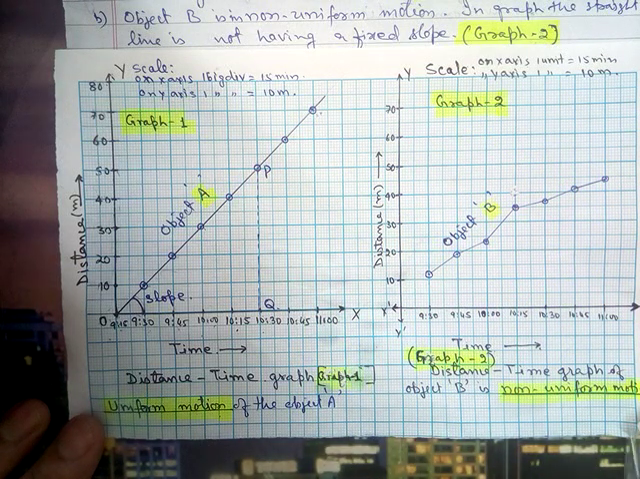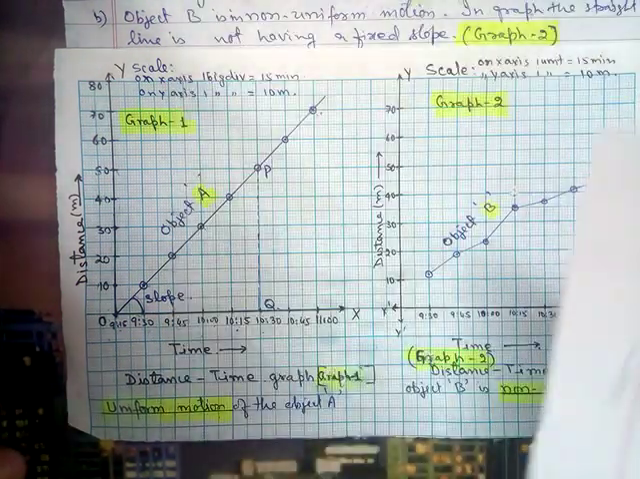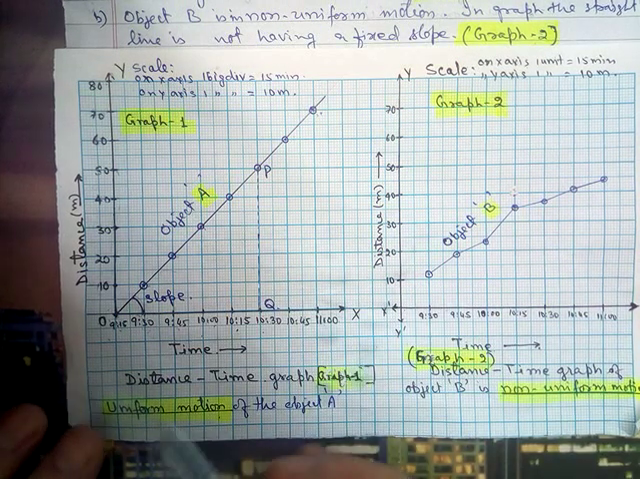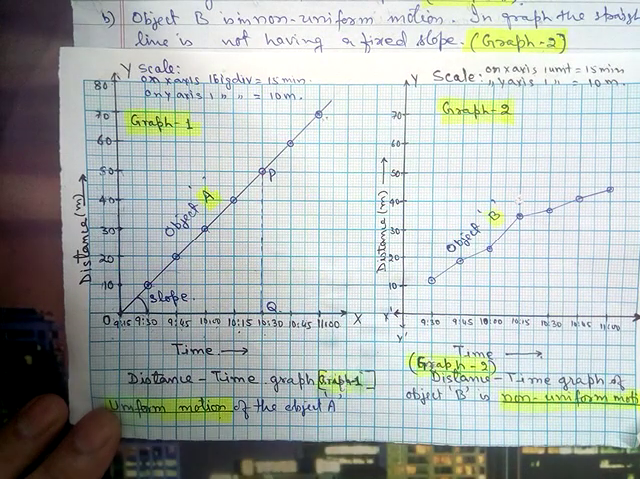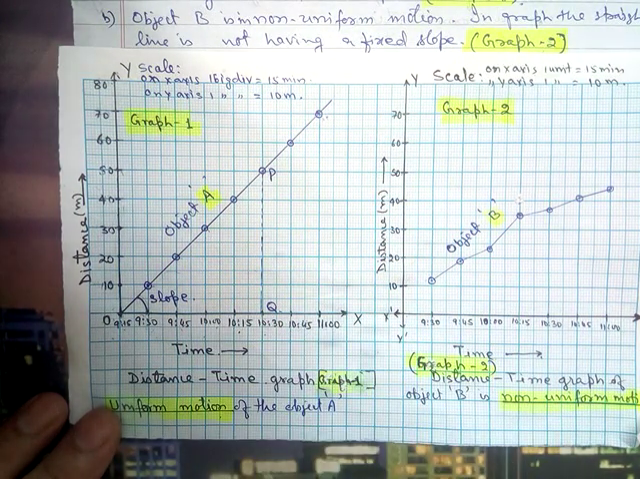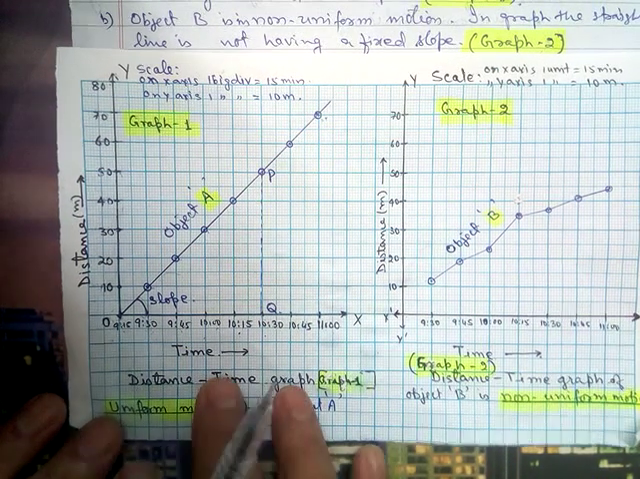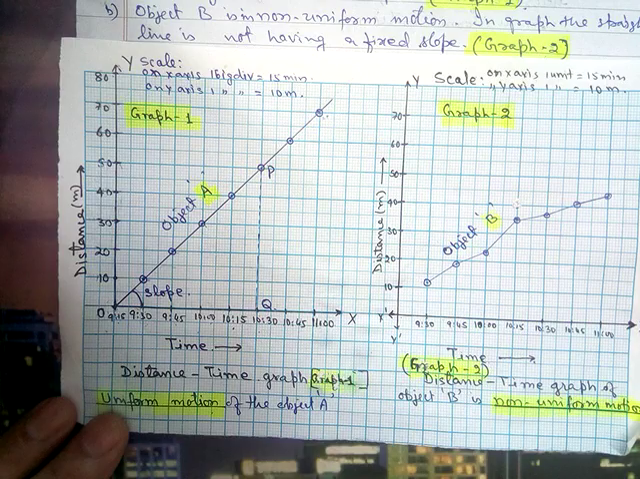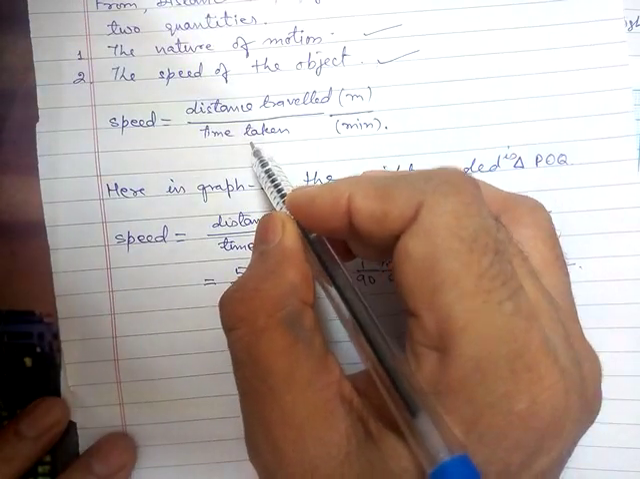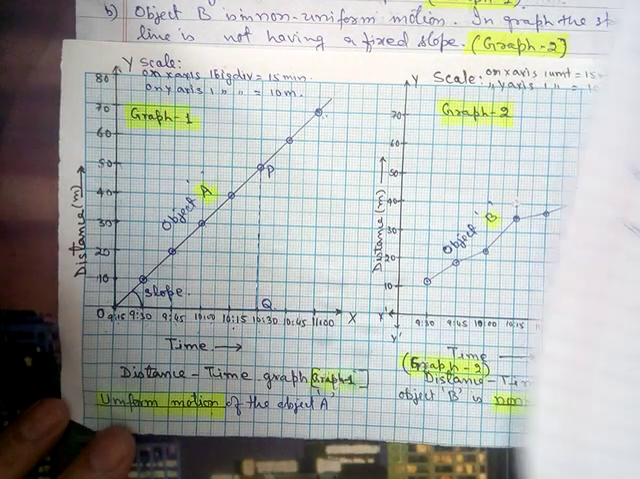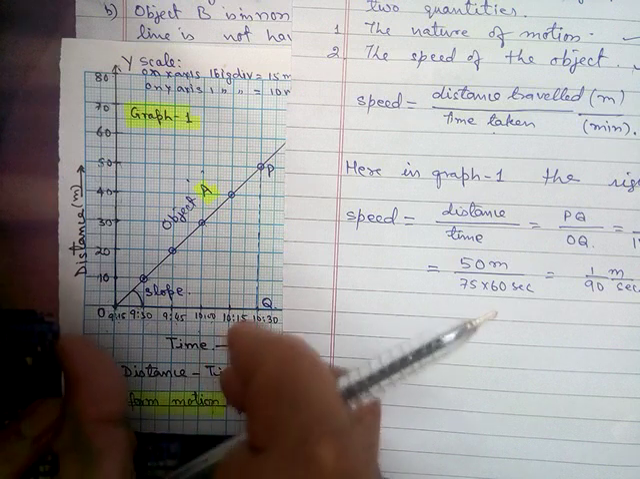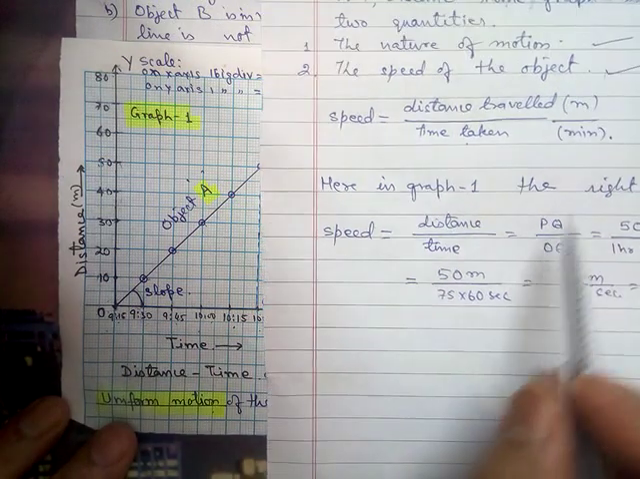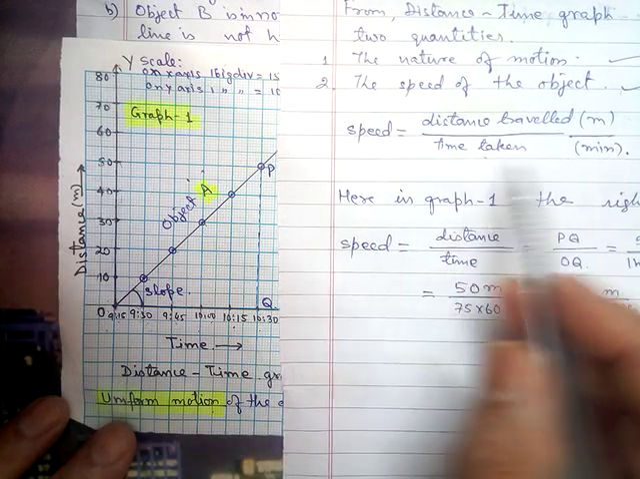The next thing we can interpret from this distance time graph is the speed of the object. For the speed of the object we take 2 points. Suppose we take the initial point O and the point P, and drop a perpendicular on the x-axis, and we get POQ as a right angle triangle. Now the speed is equal to the distance traveled divided by the time taken. The distance traveled from the graph is PQ, and the time is OQ. The distance is in meters and the time is in minutes.